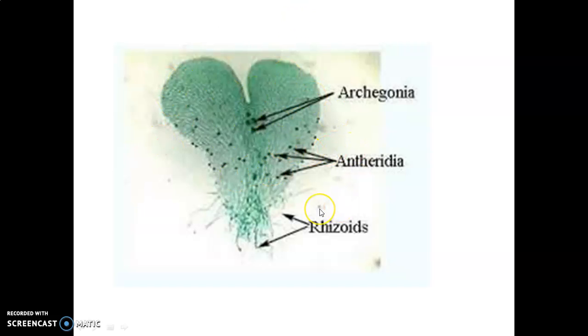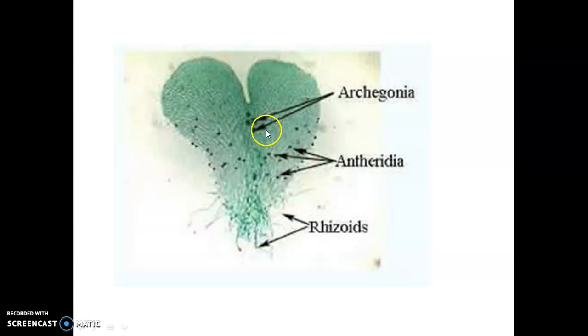So this gametophyte bears male and female sex organs, antheridia and archegonia respectively. We know that antheridia is a male sex organ and archegonia is a female sex organ. Water is required for the transfer of antherozoids, the male gametes released from antheridia, to the mouth of archegonium.